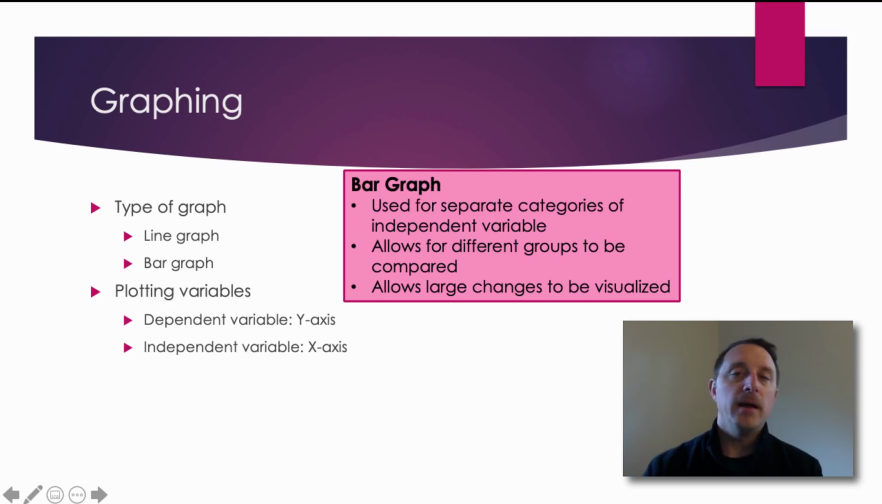When we plot these independent and dependent variables, the independent variable will go on the x-axis, and the dependent variable will always go on the y-axis.